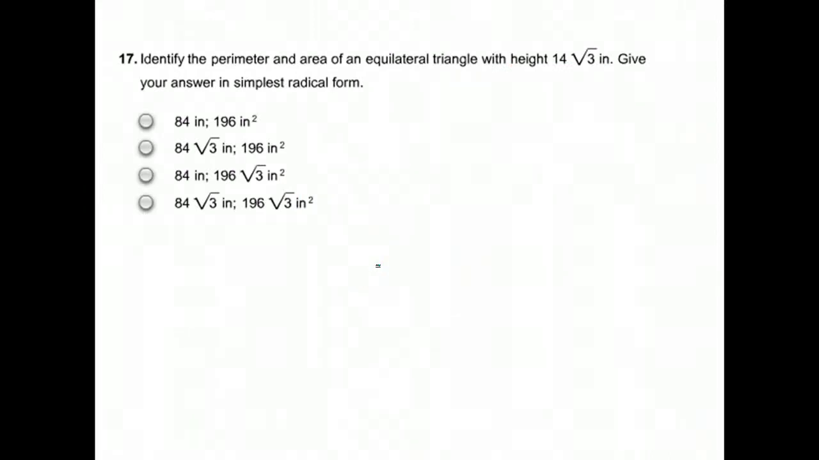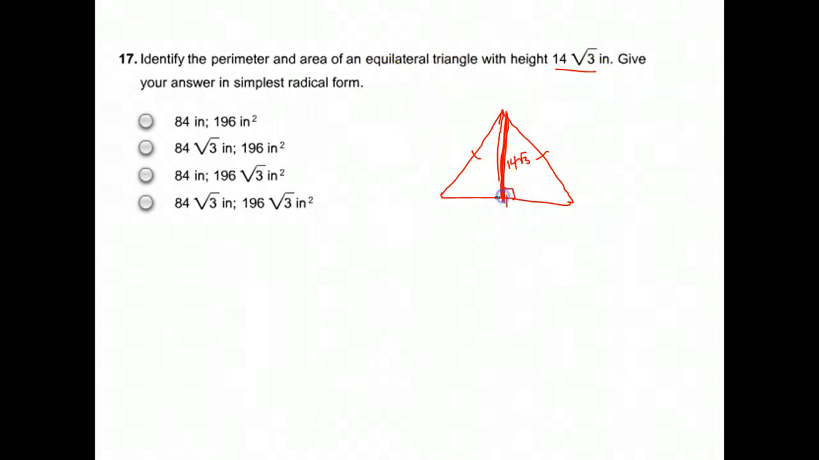Identify the perimeter and area of an equilateral triangle with height 14 root 3. Okay, well, what does equilateral mean? First of all, it means all the sides are exactly the same length. Okay, they gave us the height, which would be straight up from the center here in an equilateral triangle. Our height is 14 times the square root of 3. We want the perimeter and the area.